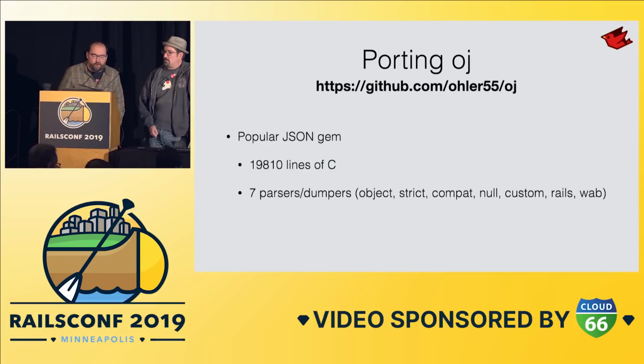I've been casually porting OJ for some time now. It's a surprisingly large gem for parsing JSON. It's about 20,000 lines of C, but it does absolutely anything you could ever think of doing with JSON and about 20 or 30 more things that you haven't thought of. So it's super sophisticated.